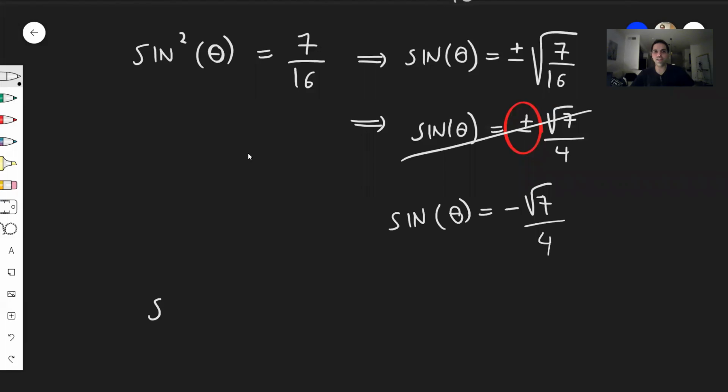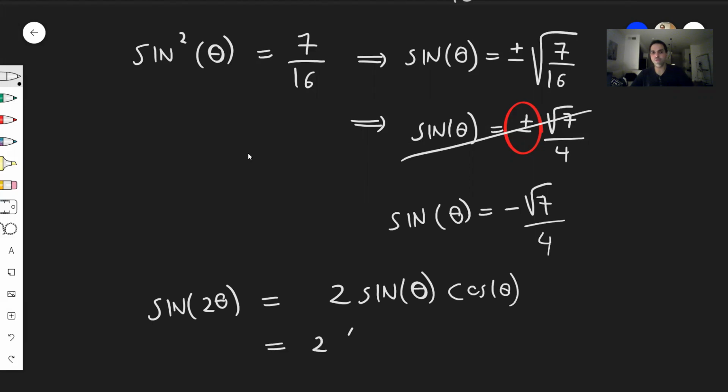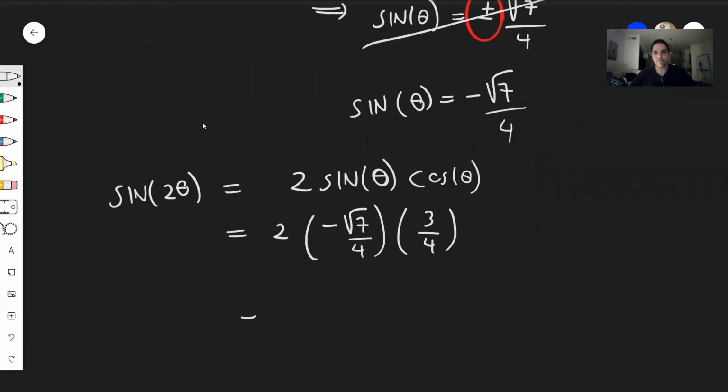And then last but not least, we now have all the ingredients we needed. Sine of 2 theta is 2 sine of theta cosine theta, and that becomes 2 times minus square root of 7/4 times, I believe, 3/4. That's what we had. And this then simplifies, so this 2 cancels out with this 4 to become 2, and we get minus 3 square root of 7/8.